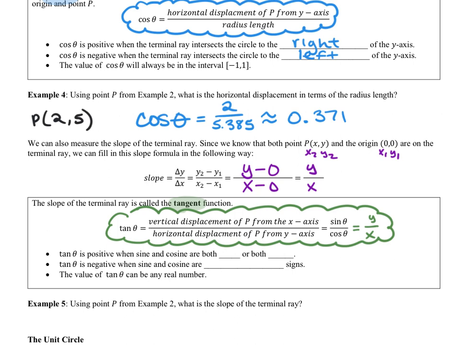Sine divided by cosine. So the letter you used in sine, which was y, divided by the letter you used in cosine, which was x. The radiuses would cancel each other out.